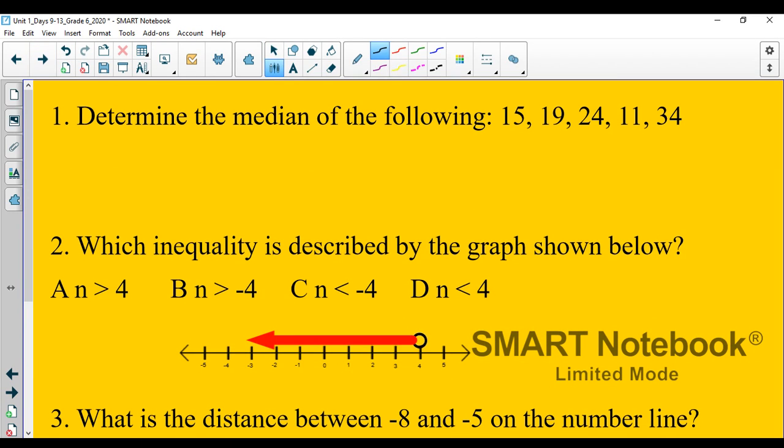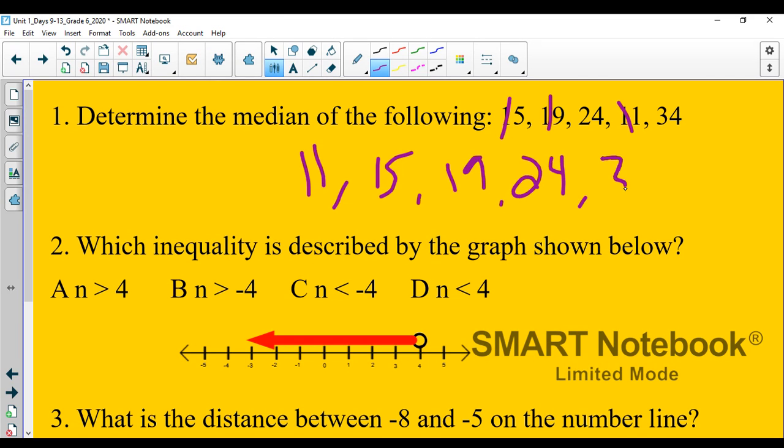So when we find the median, the first thing we have to do is put these numbers in order from least to greatest. So 11, 15, 19, 24, 34. Now we squeeze towards the middle, smallest, largest, so the median is 19.